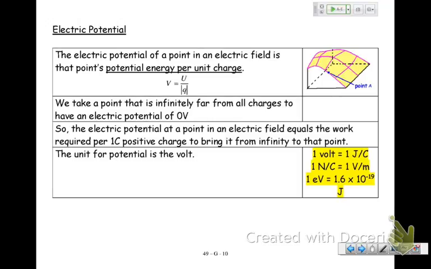Final little thing, electrical potential is just the potential energy over Q. This is interesting. That's a really useful trick. If electric field can be measured in newtons per coulomb, as we'll find out, it can be measured in volts per meter. We'll find that out at the end. Two equivalent units for the same thing.